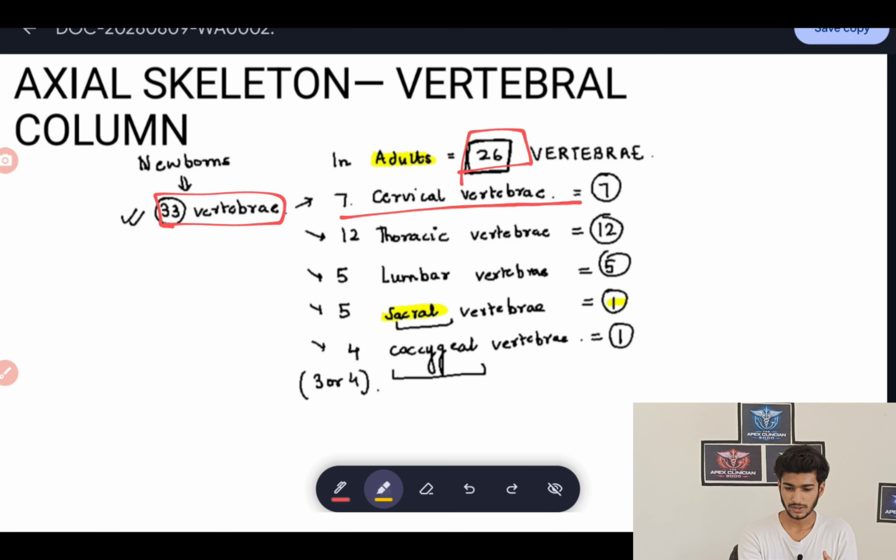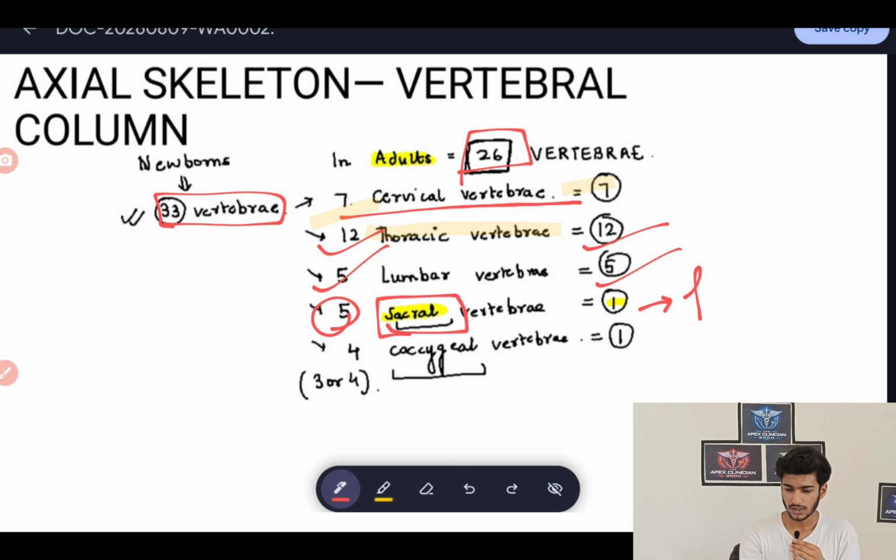Then the thoracic vertebrae. There were 12 in the thoracic region in newborn as well as 12 in adult. And there were five lumbar vertebrae in newborn as well as in adult. But the sacral vertebrae, there were five sacral vertebrae in the newborn, but they all got fused and formed one vertebra.